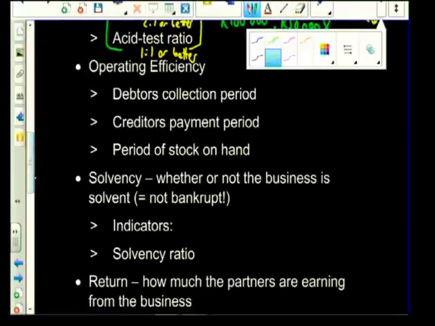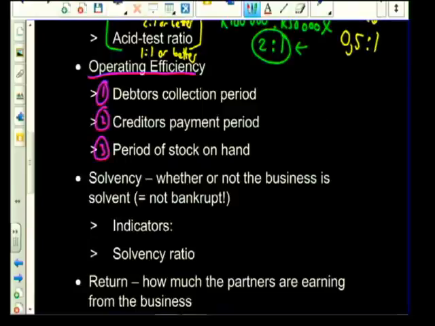We also have another category of indicators called operating efficiency. And if we want to know whether we are operating efficiently, this could also be a way of measuring our liquidity. There is a debtors collection period, there is a creditor's payment period, and there is a period of stock on hand. And these ratios all tell you how efficiently you're operating. The debtors collection period tells you how long it takes to collect your money from your debtors. And this answer is going to be expressed in days.